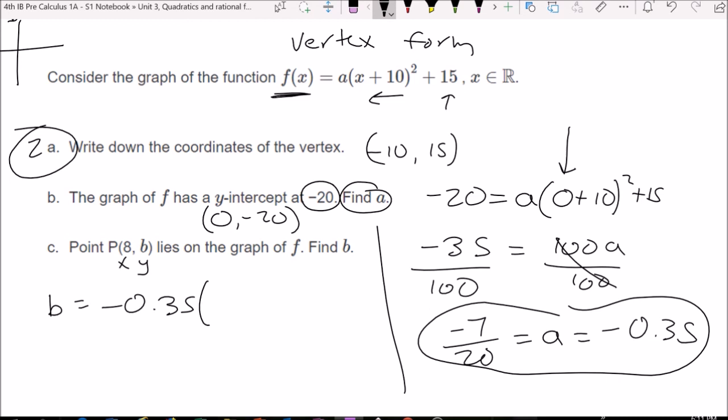Okay, and then what? Some of you also kind of messed this up as well. You didn't realize that we knew the x value. The x value is 8. I saw a handful of you put 10 in here, but we already know that it's 8. So we'll get 8 plus 10.